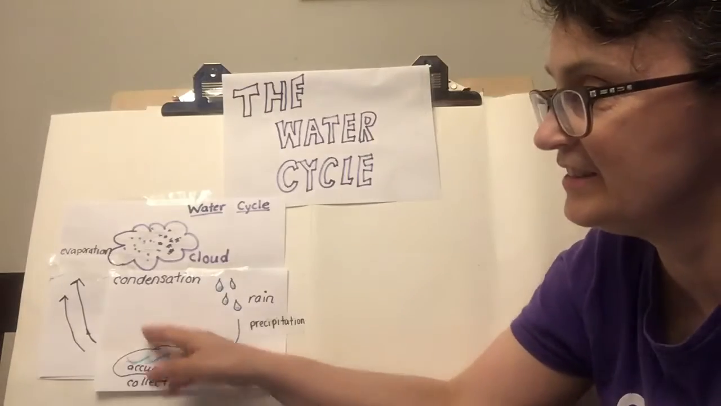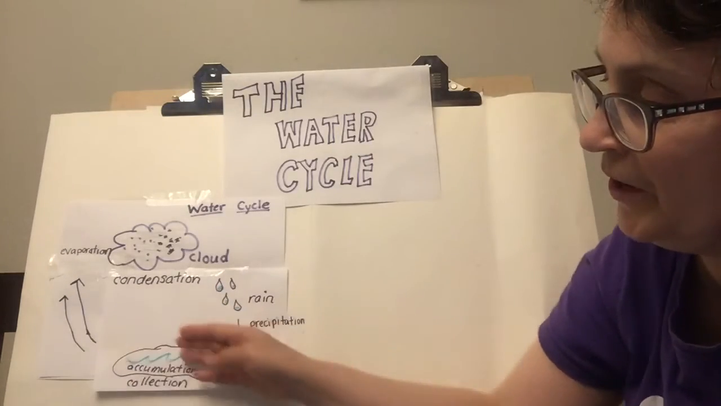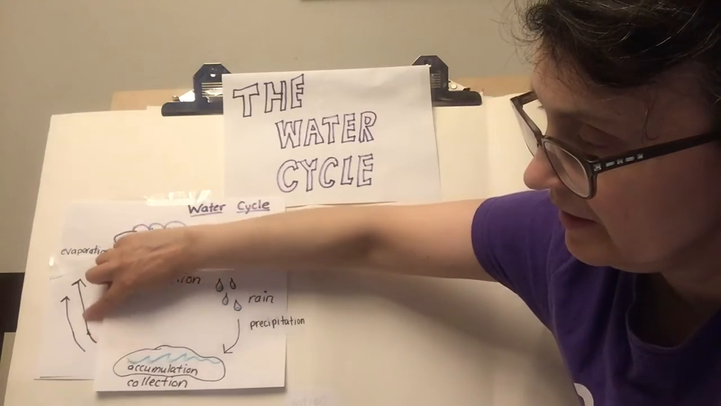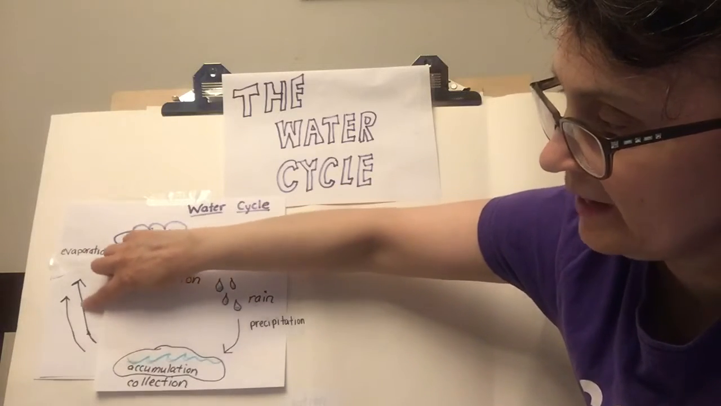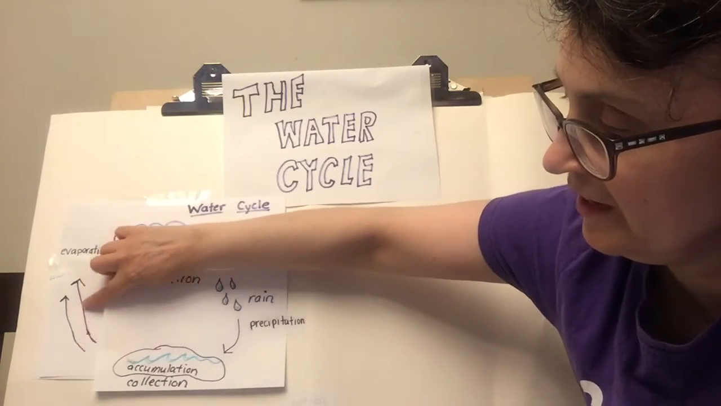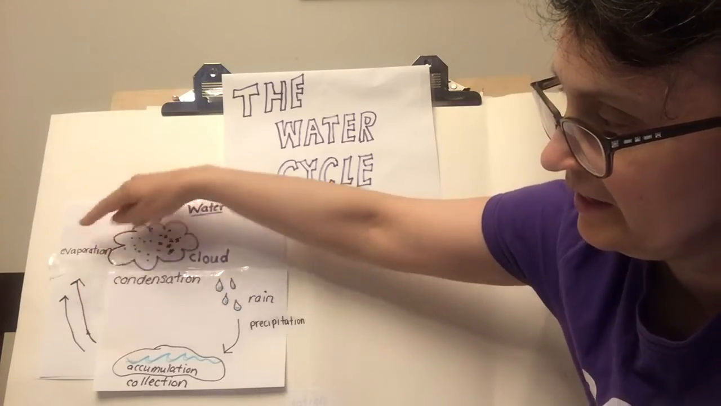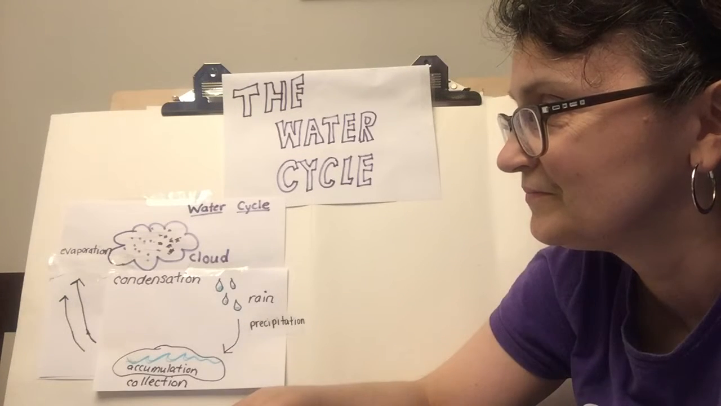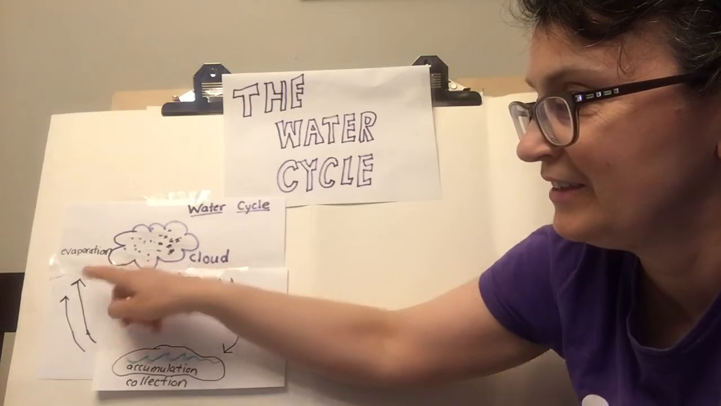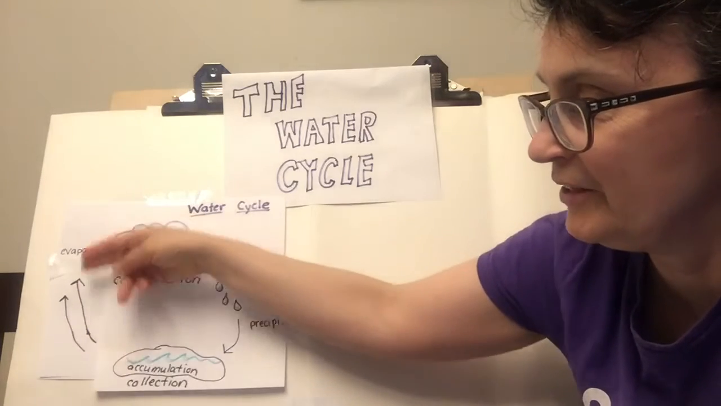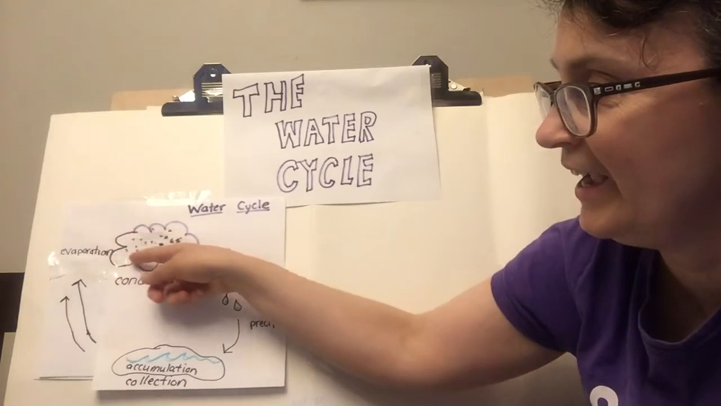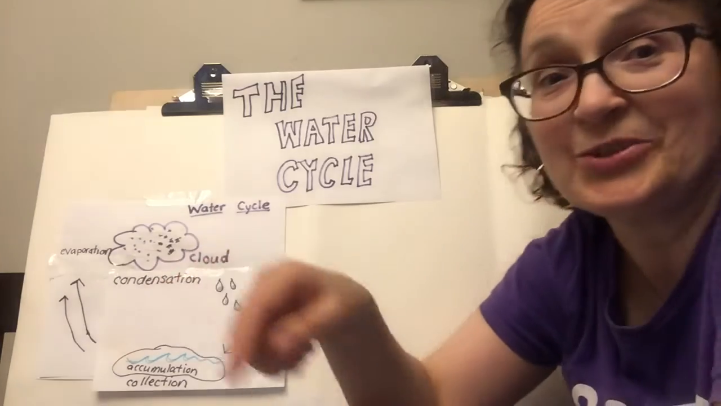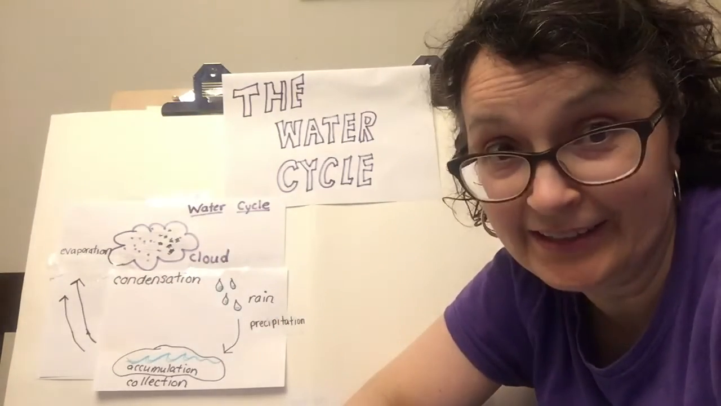And then, as the sun came out and warmed that puddle, the water droplets changed from a liquid back up into a gas. Do you remember the science word? Evaporation. The water evaporated back up into the sky and formed a cloud. So today I am so excited.